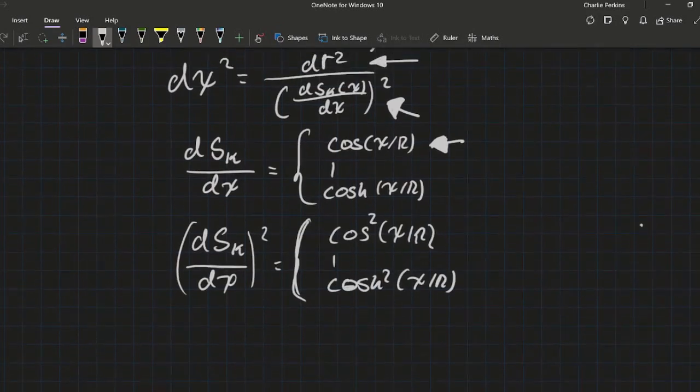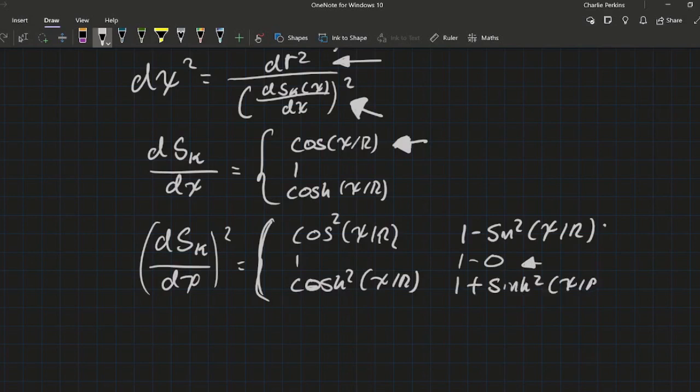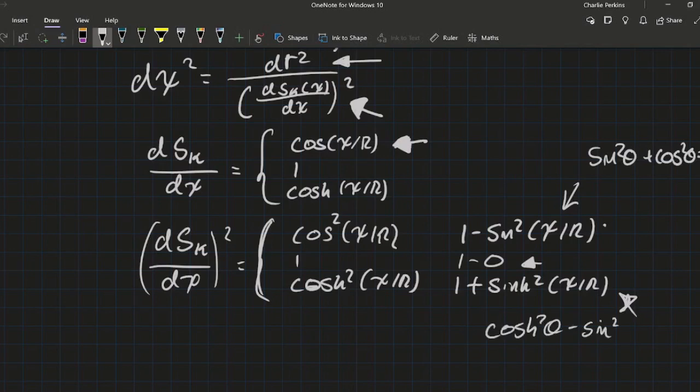We can see that these squares are easily obtained. We can use hyperbolic and trigonometric identities to write these in terms of the original functions s_kappa. In this case, the kappa equals 1 term can be written as 1 minus sine squared chi over R. The 1 can just be written as 1 or 1 minus 0. This will make much more sense in a few lines down. And the bottom one here can be written as 1 plus sinh squared chi over R. You can see that these come from the trigonometric identity sine squared theta plus cos squared theta equals 1, and this one here comes from cosh squared theta minus sinh squared theta equals 1.